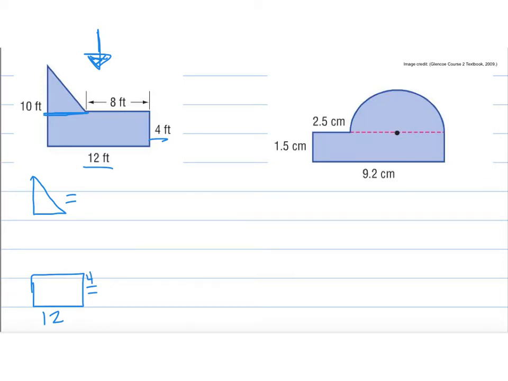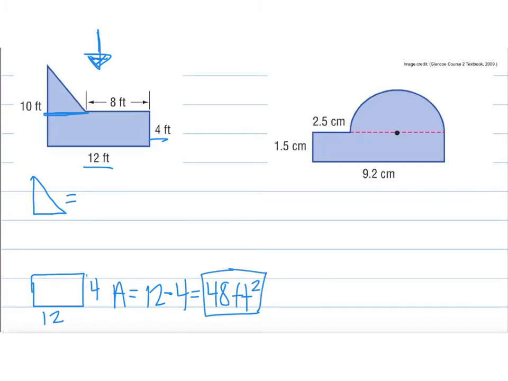So let's take off that equal sign that's bugging me. So now we have a 12 by 4. So the area we know of the rectangle is going to be 12 times 4, which is 48 feet squared.